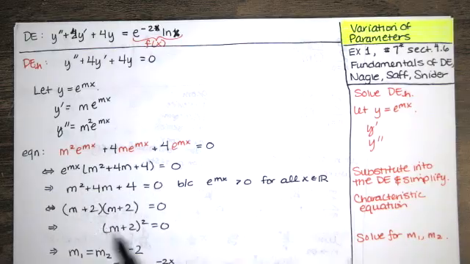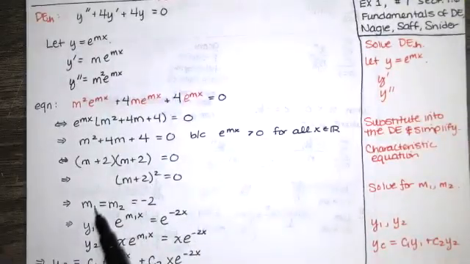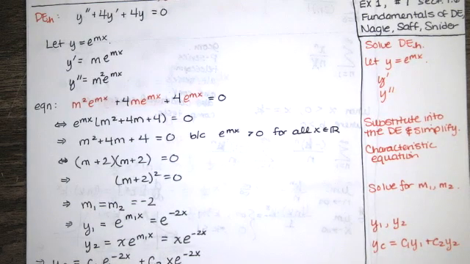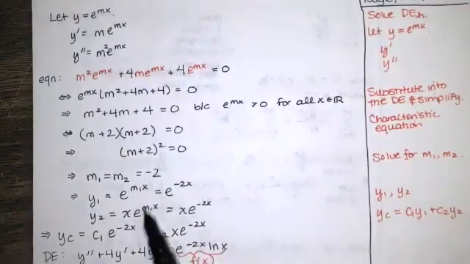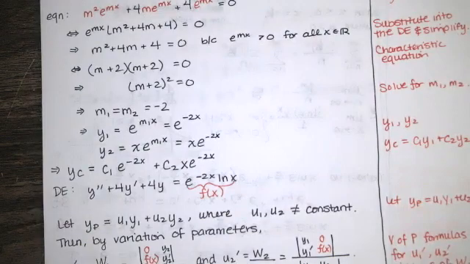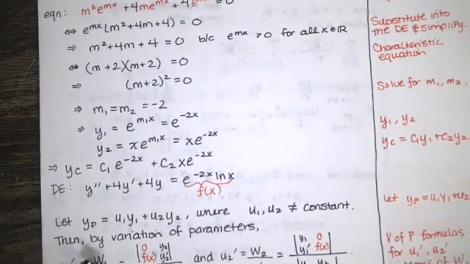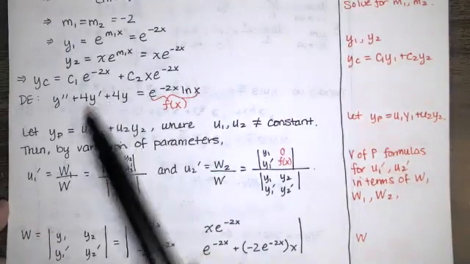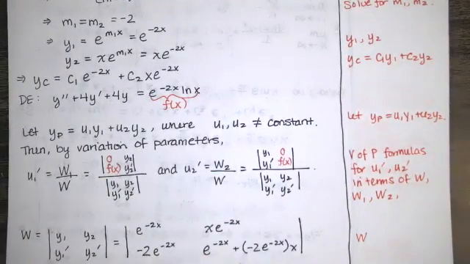That polynomial can be solved. Turns out we have a repeated root. M1 and M2 are both equal to -2. So we have two linearly independent solutions, e to the negative 2x and x times e to the negative 2x. Then the complementary function or complementary solution is a constant times the first solution plus a constant times the second solution. Then you look at this differential equation and you say, okay, I want to find y sub p now.